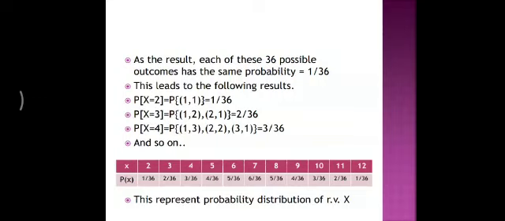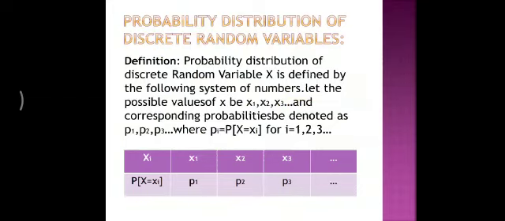Okay, from this we can understand the meaning of probability distribution. Next, we go for the definition of the probability distribution of a discrete random variable. The probability distribution of discrete random variable x is defined by the following system of numbers.